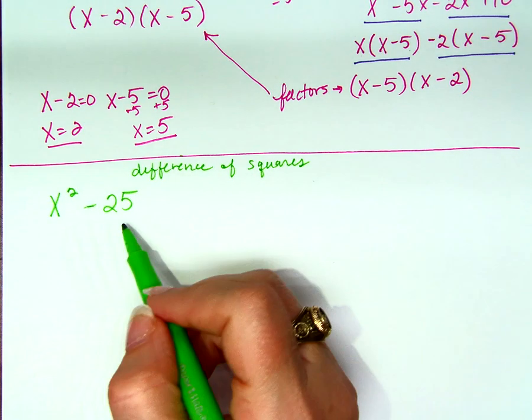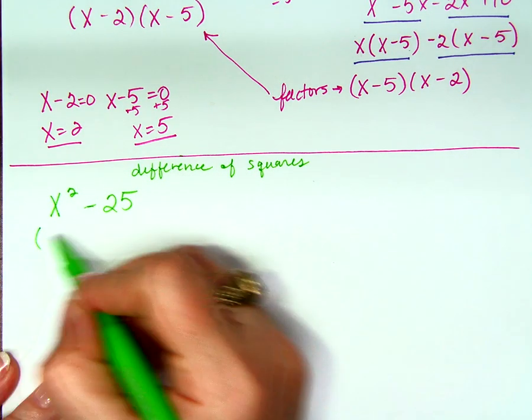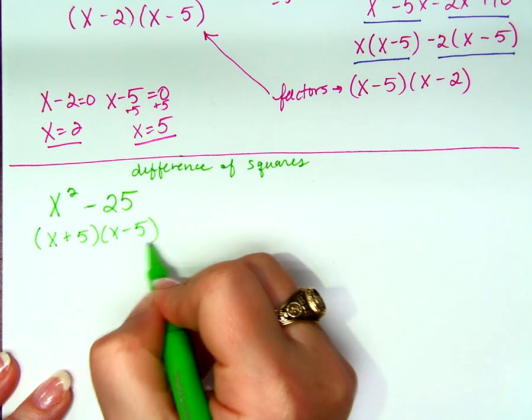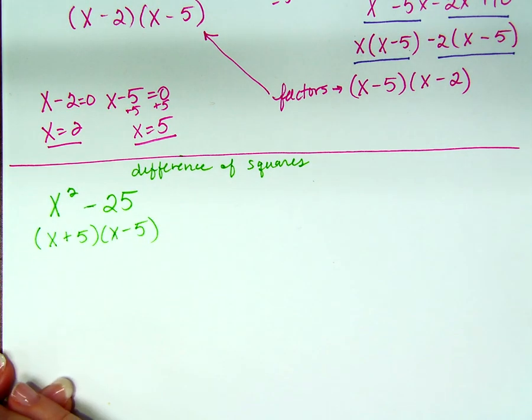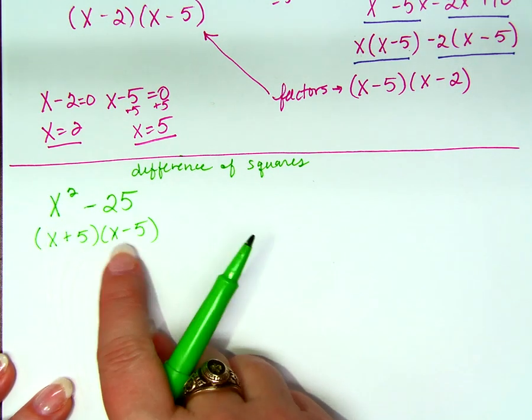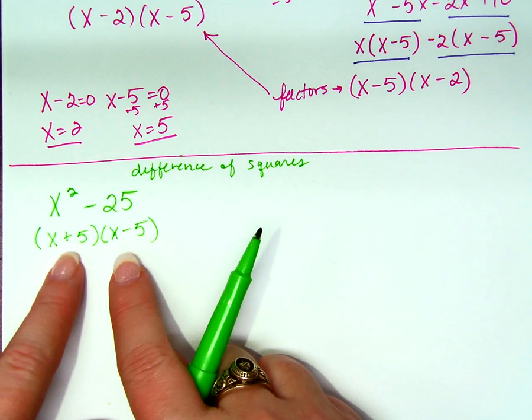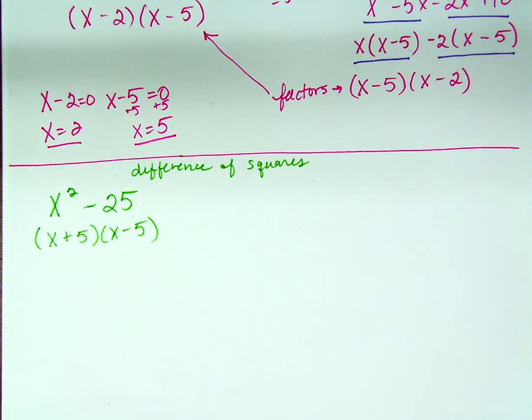So when we're factoring the difference of squares, we say x plus 5, x minus 5. Where do the x's come from? The square root of x squared. Where do the 5's come from? The square root of 25. So it's just x plus 5, x minus 5. One's positive, one's negative.